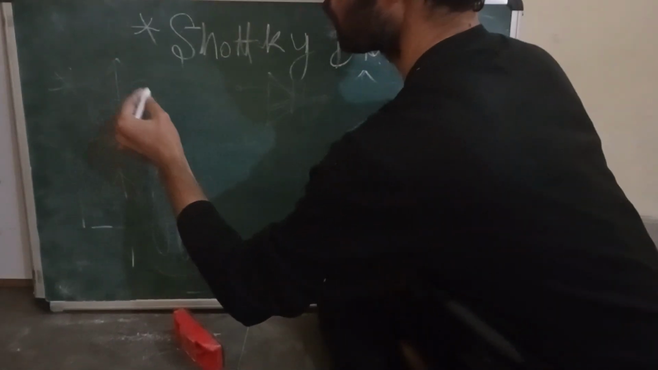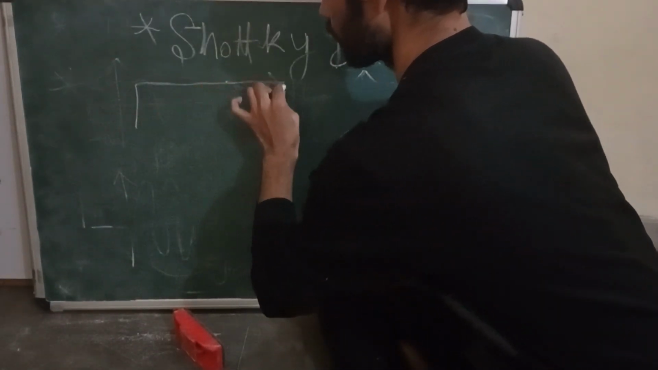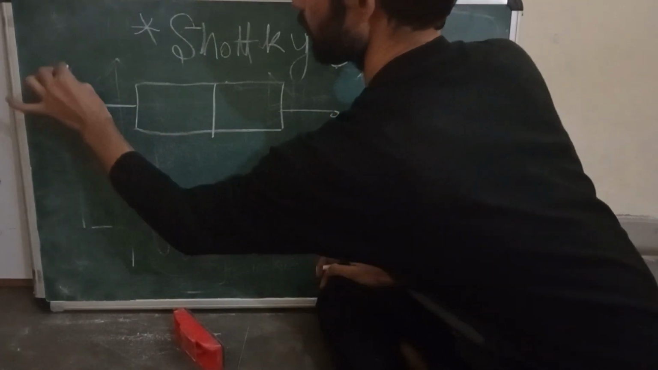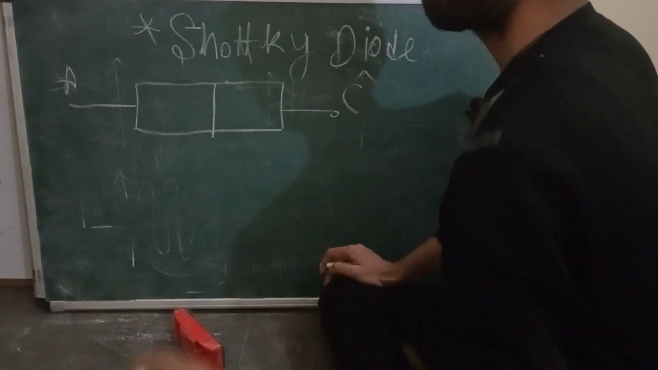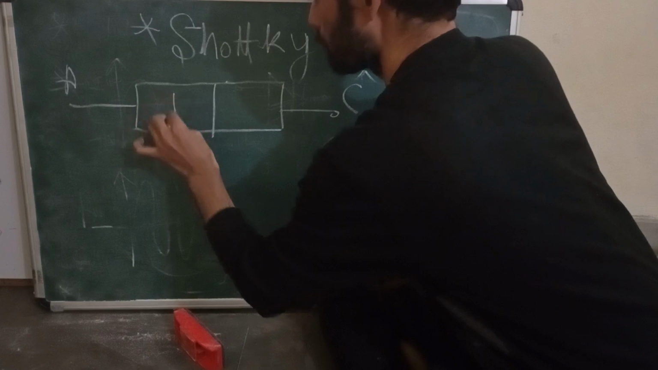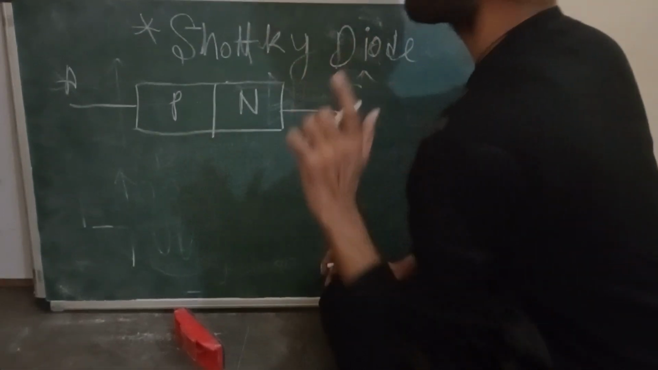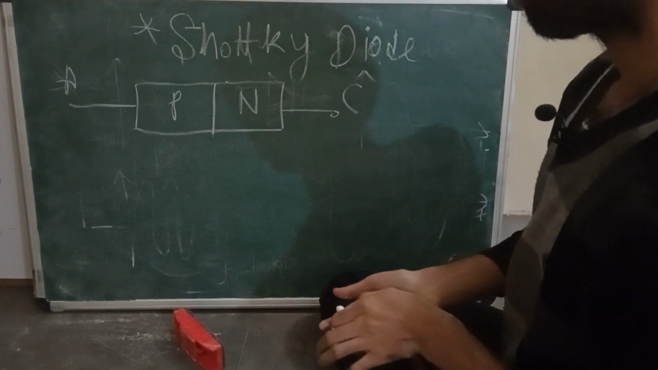This is because, as you know very well, in the PN junction diode, this is my anode and this is my cathode. This is my P side and this is my N side. This is my P layer and this is my N layer.